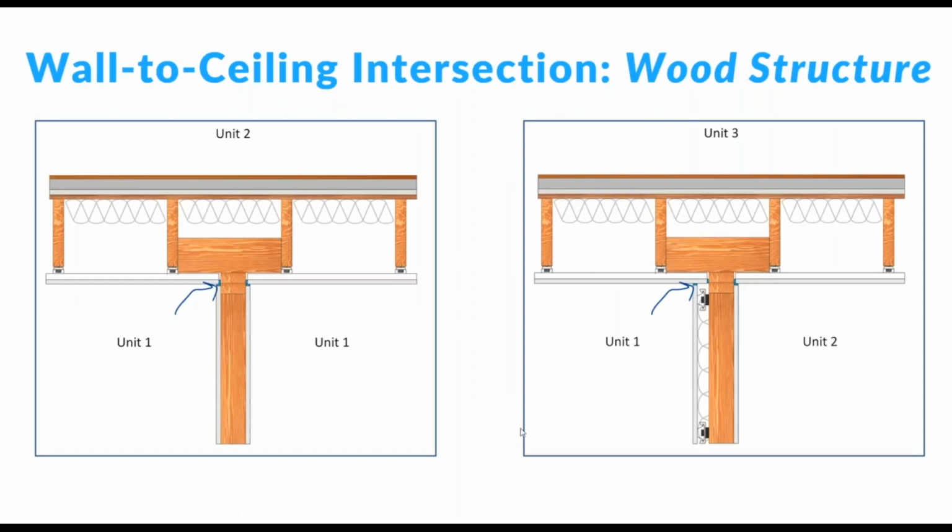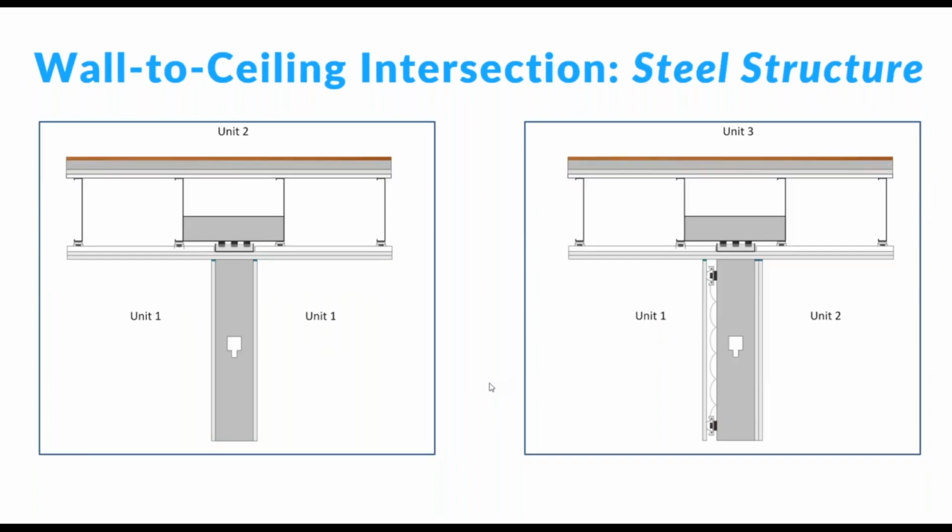Wall ceiling intersections are similar. Again, with wood, you can typically block this intersection, and so it can work within units or between units. You can get that separation. But again, in steel frame construction, you can't block that, so you've got this continuous path. And what happens is you can get sound transmission from one side to the other. Same thing over here, right? So how do you handle that?